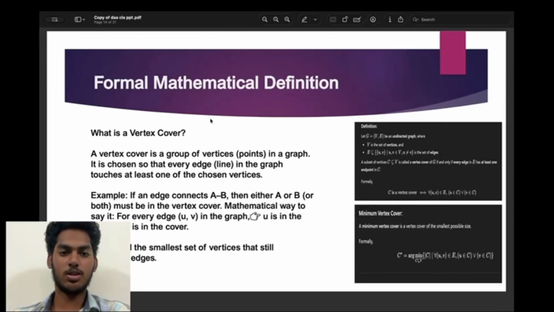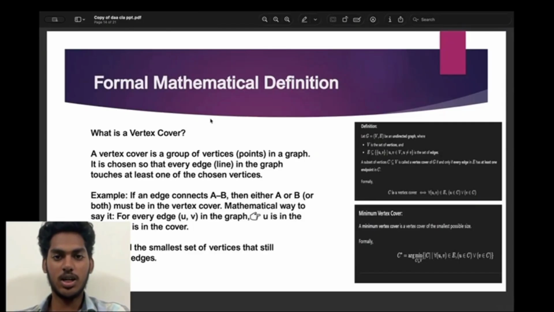Today I'm going to speak about the vertex cover problem. A vertex cover is a group of selected nodes in a graph. A graph has vertices, points, and edges connecting them. A set of vertices is called a vertex cover if every edge in the graph touches at least one vertex from this selected set. In other words, for every connection, or edge, at least one of the endpoints must be chosen.